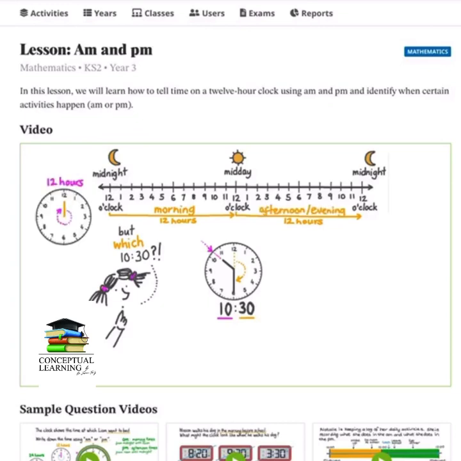Now it takes 12 hours for the hour hand to go once all the way around the clock face. And so in 24 hours, the hour hand goes round once in the morning and once in the afternoon and the night. In 24 hours, it goes twice around the clock face. This means that our clock face looks like this twice in a day. Once at 10:30 in the morning, but also at 10:30 at night.